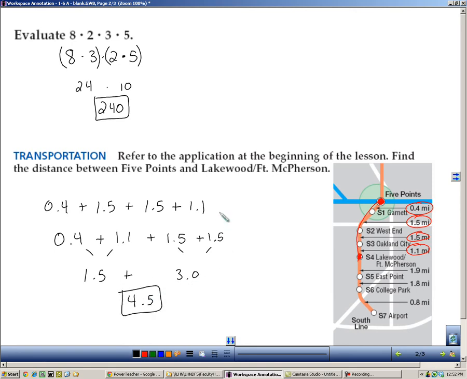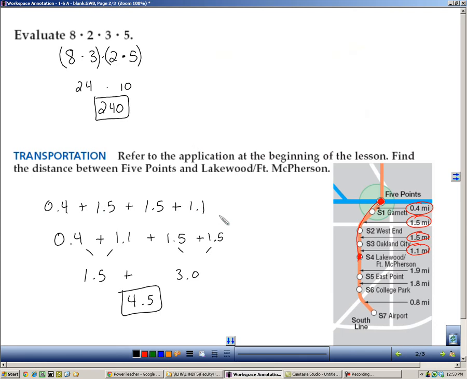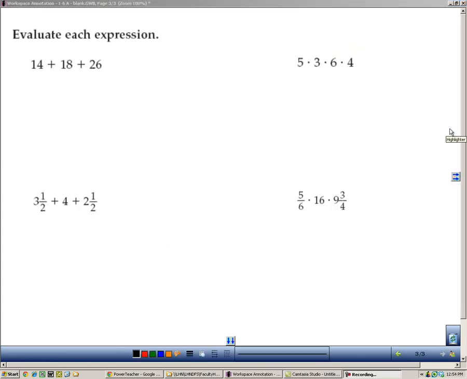So one of the things to point out is that the commutative property and the associative property only work if you're doing all addition or all multiplication. If you start mixing them and matching them, or you start doing division and subtraction, it doesn't quite work. Here I'm given some problems that I have to evaluate, and again we're going to use the commutative and the associative property to make our job easier.